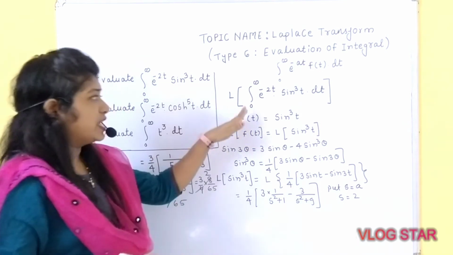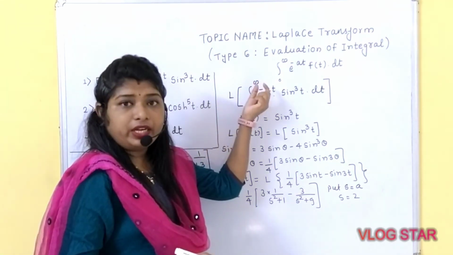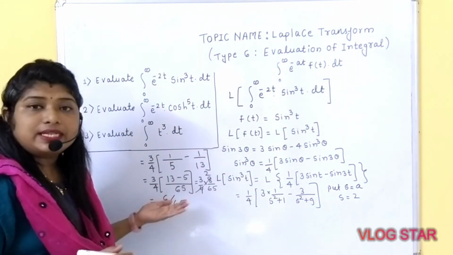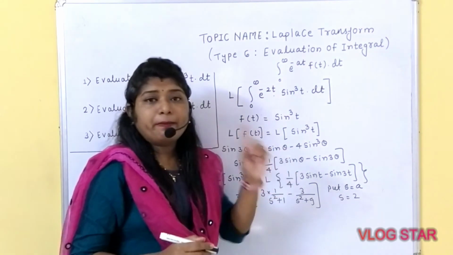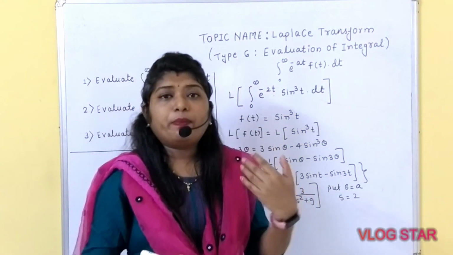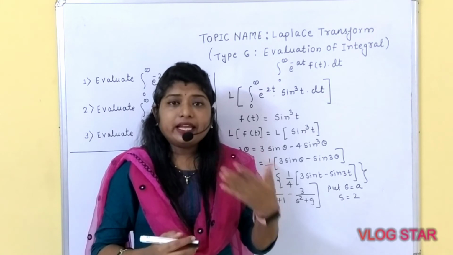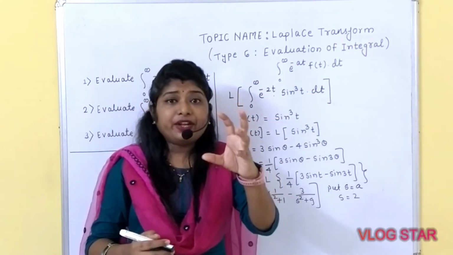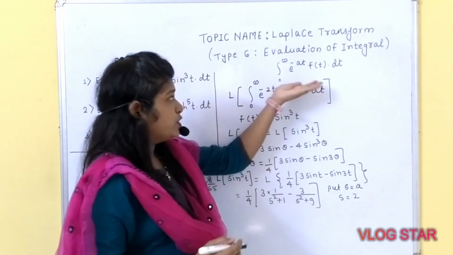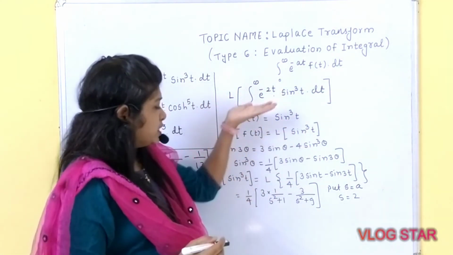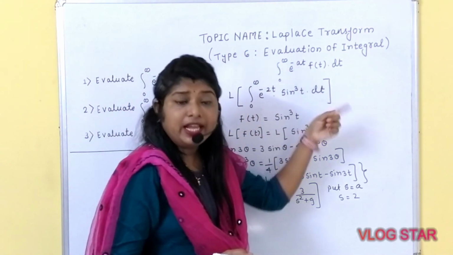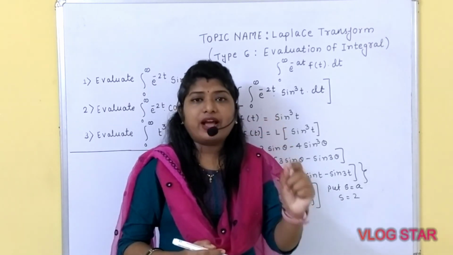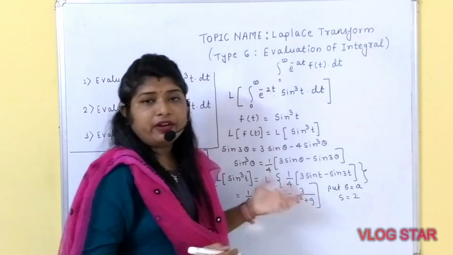So the value of integration of 0 to infinity e raised to minus 2t sine cube t dt is nothing but equal to 6 upon 65. Just remember one thing. Whenever you solve a problem based on Laplace transform related to the evaluation of integral, simply identify what is f of t. Once you find f of t, do the Laplace transform of f of t, and then in whatever answer you get, simply substitute s is equal to a. You will get the final answer.